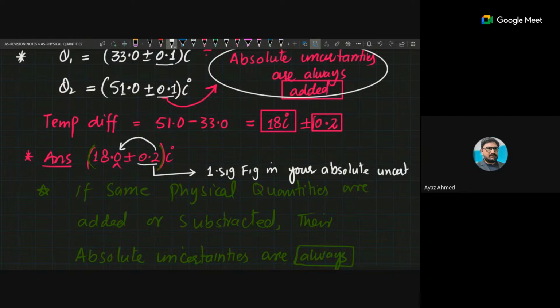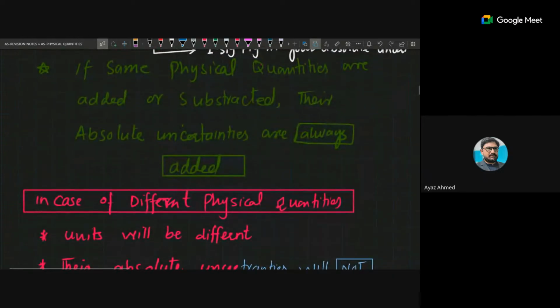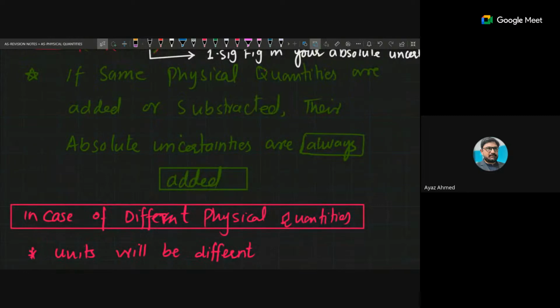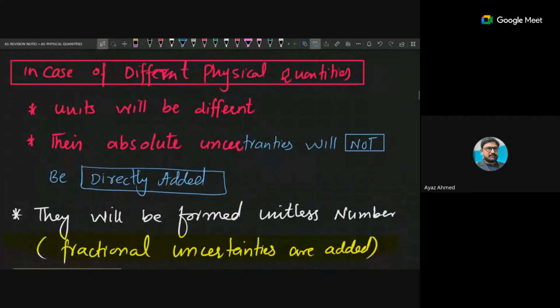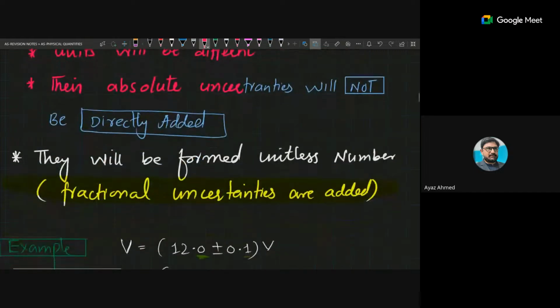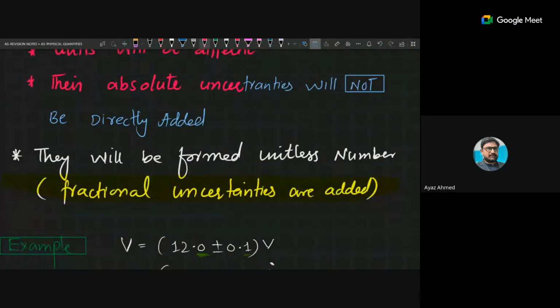Now, if the same physical quantities are added or subtracted, their absolute uncertainties are always added. Simply, their absolute uncertainties are added, right? So you have to keep this with you. In case of different physical quantities, this is very important to know: different physical quantities like speed, voltage, and all that stuff are definitely different.